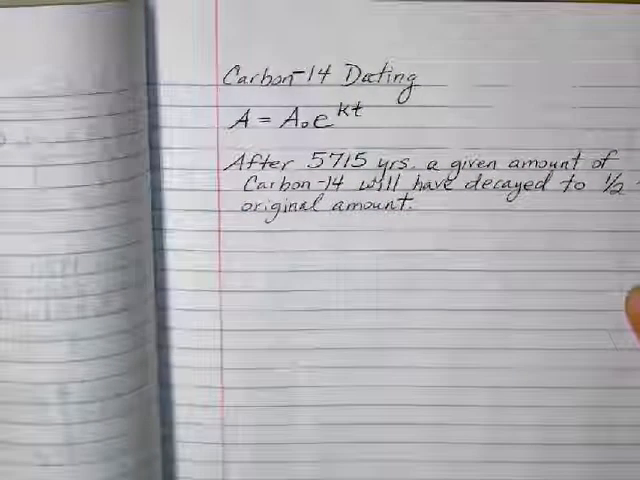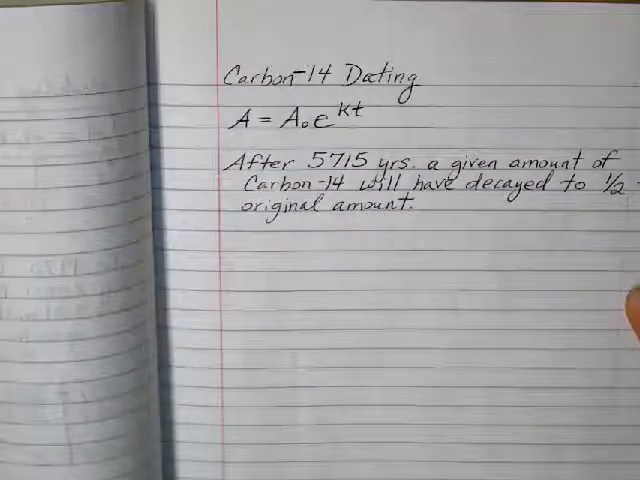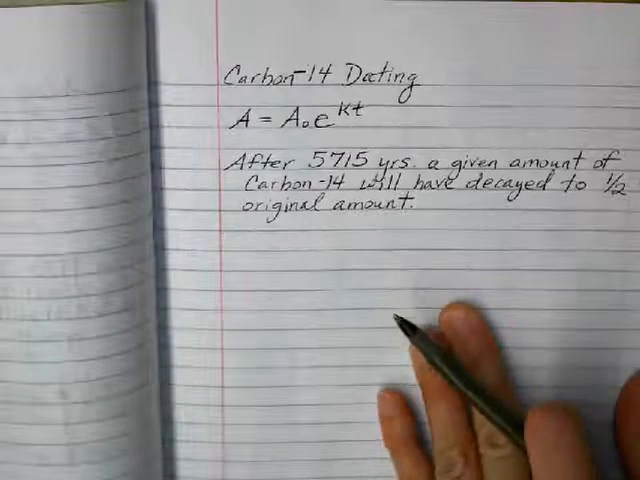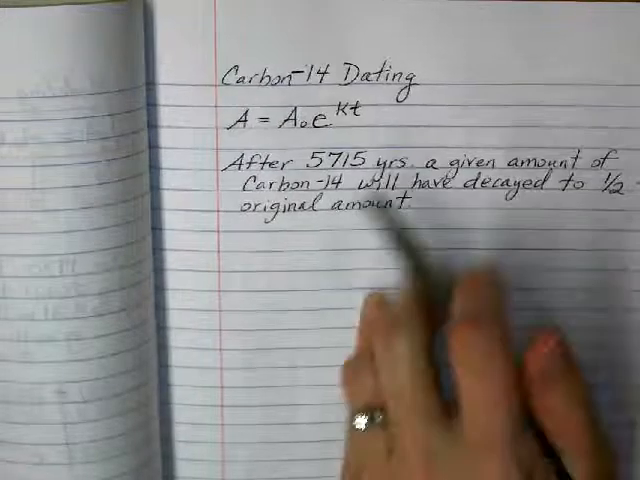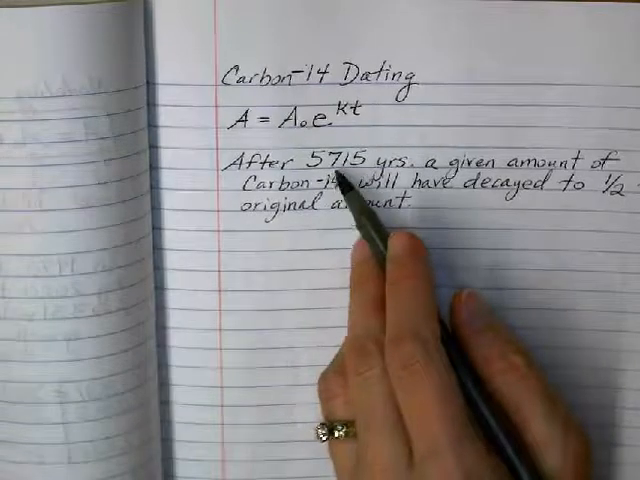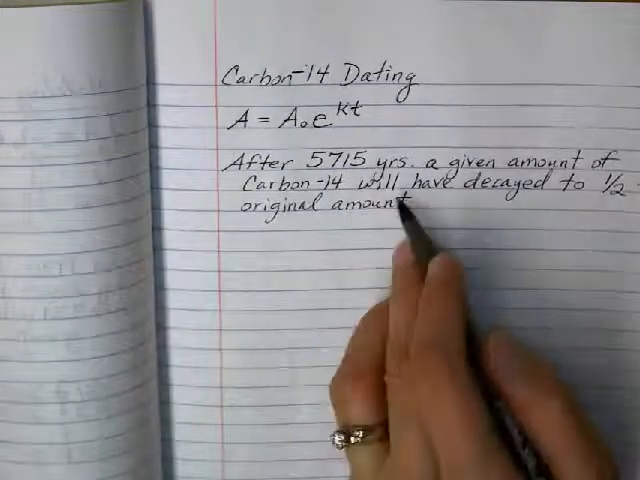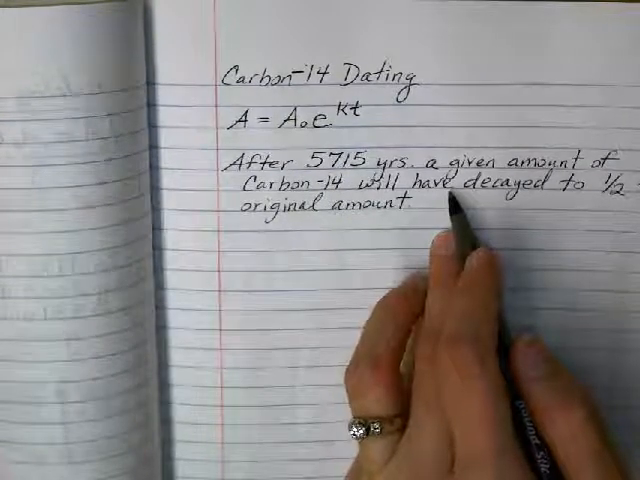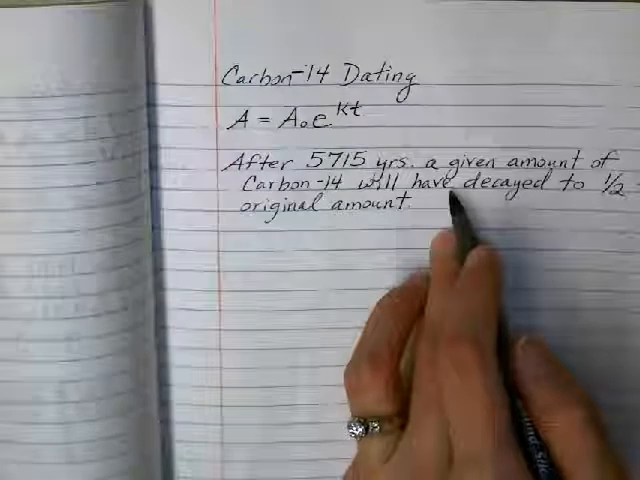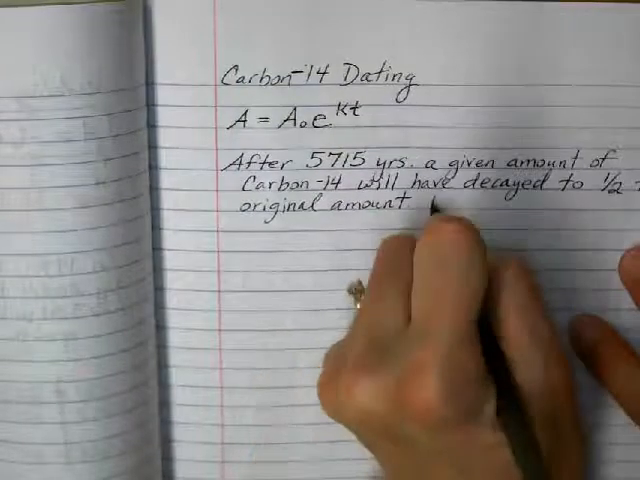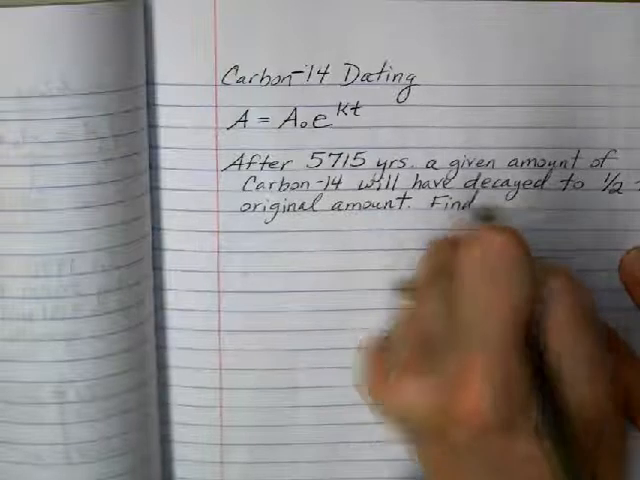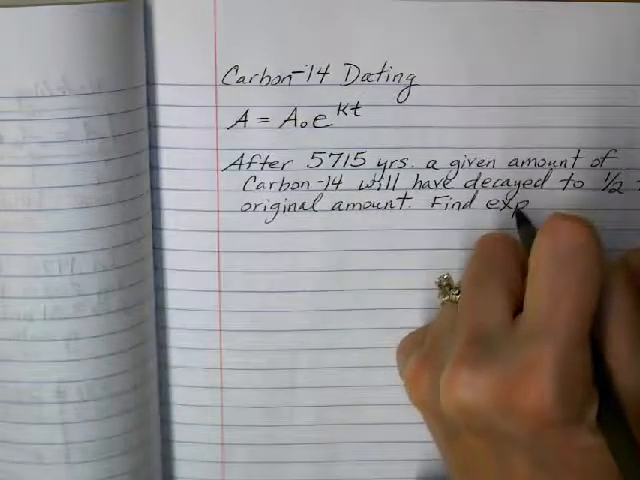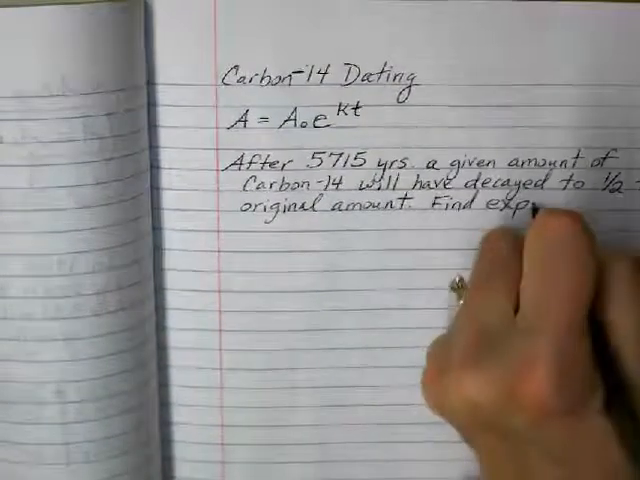Okay, so it says, use the fact that after 5,715 years, a given amount of carbon-14 will have decayed to half the original amount to find an exponential decay model. So find an exponential decay model. That means find the equation. Find the exponential decay model.